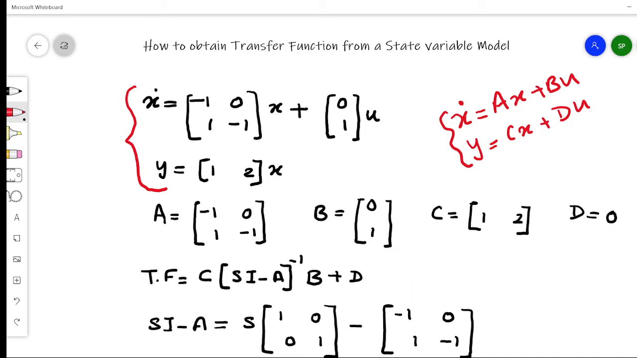So how will you do this? You have to compare this with the state equation. Here, just see: x dot is equal to [minus 1, 0; 1, minus 1] x plus [0; 1] u. So you can compare this one. You can see that A is given, B is given, then y is equal to Cx plus Du. C is given and the Du part is missing here, so that means D is 0.